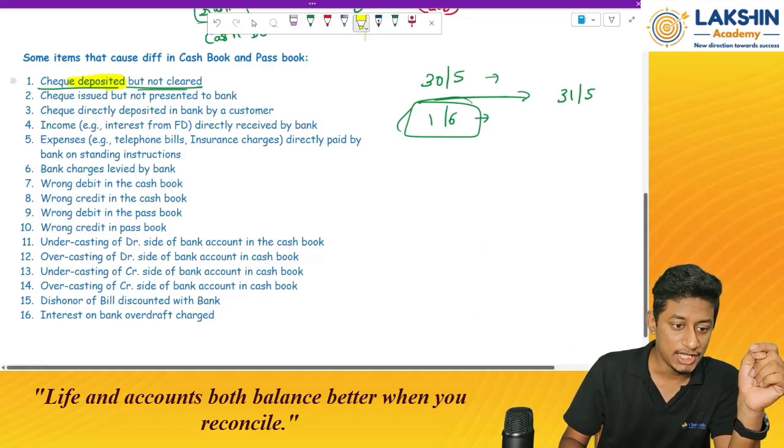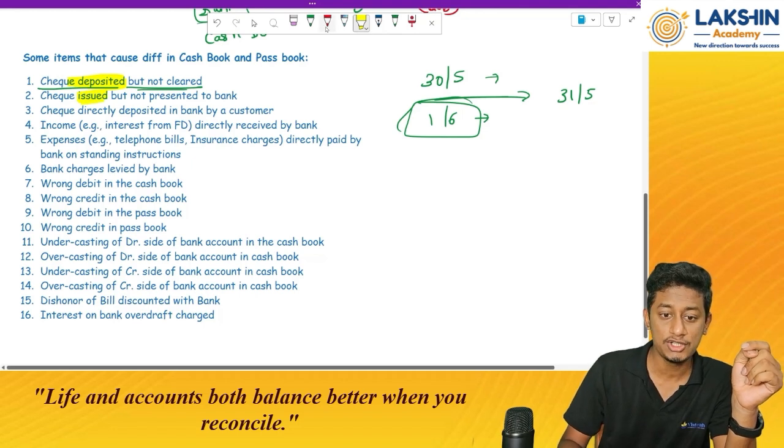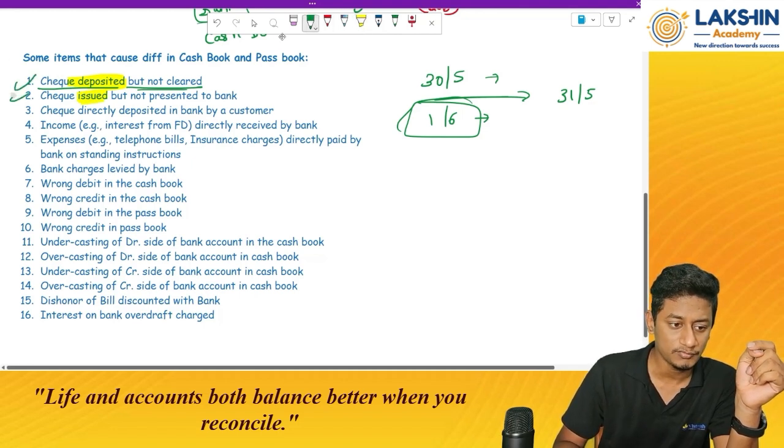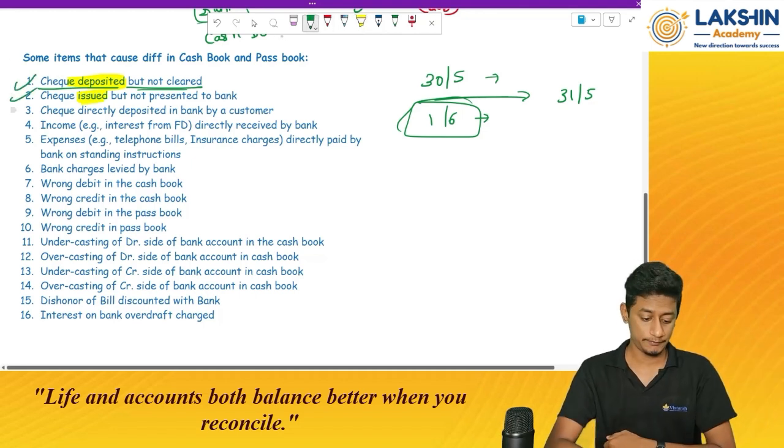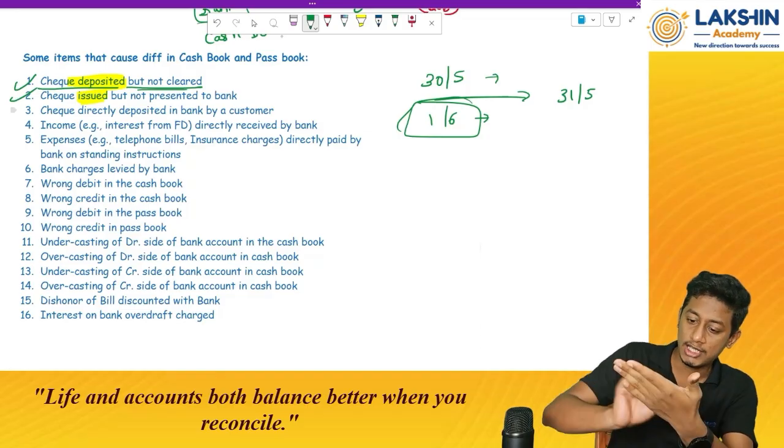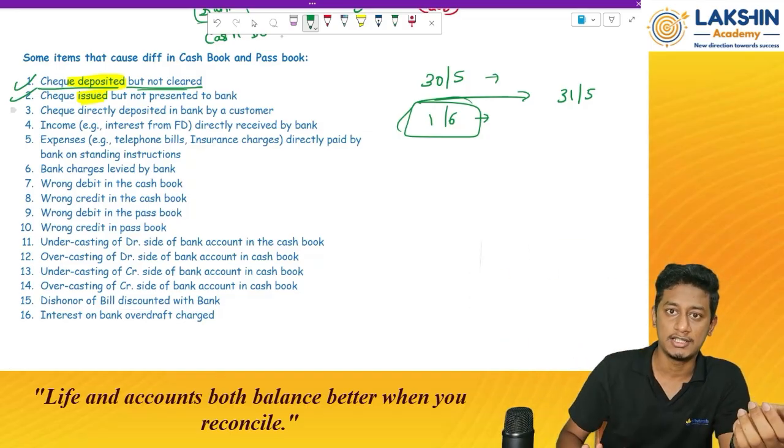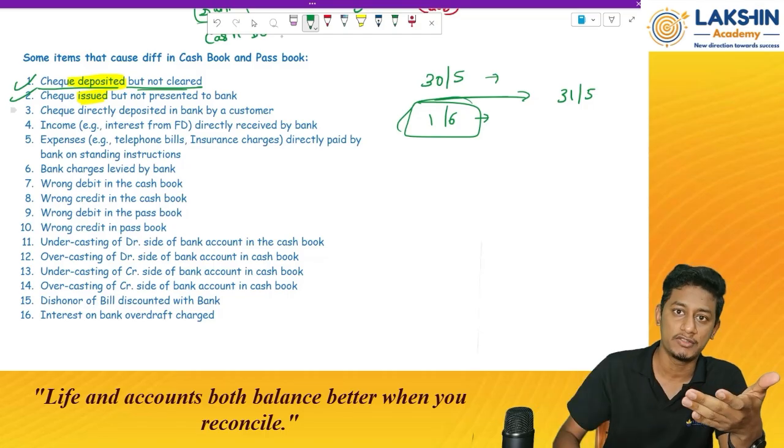Okay. Then check issued. The first one is done. Check issued. Now what does issued mean? Me taking my checkbook, writing a check, giving it to someone else. I am tearing a check and giving it to someone else.